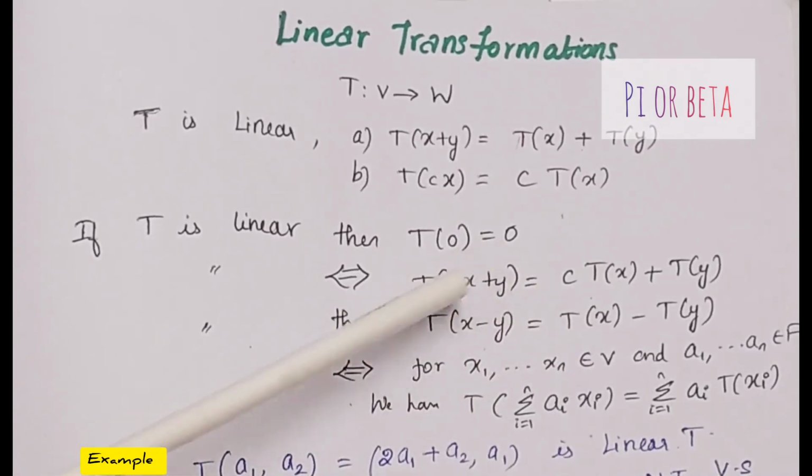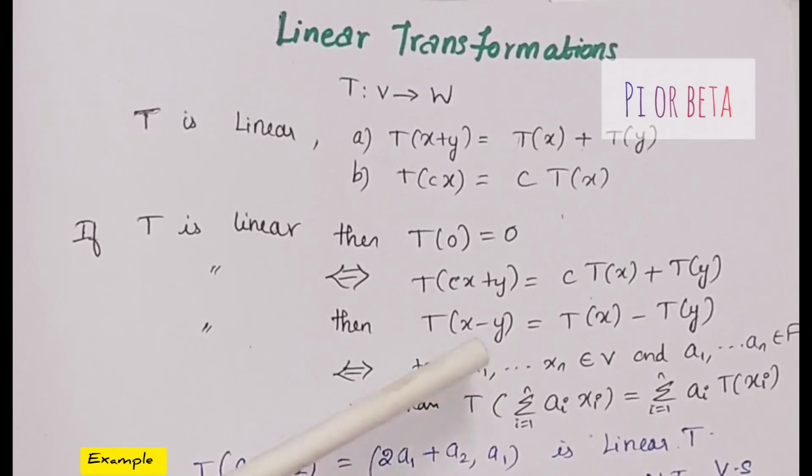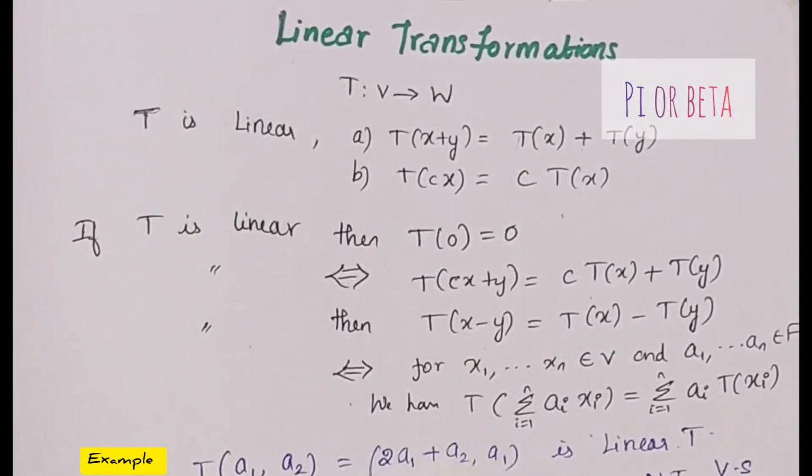So for two vectors it would be like this, and for n vectors it would be like this. Hence, if it is satisfying, then T is linear, and if T is linear, this condition also gets satisfied. This is the difference between the if and only if and if-then cases. These are the basics you should know before going into linear transformation in detail.